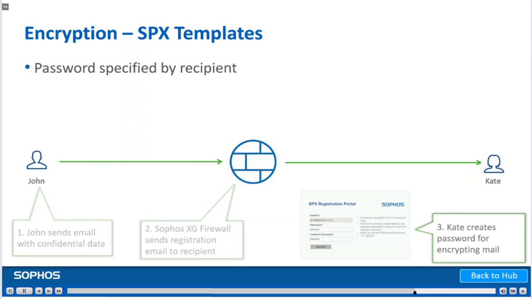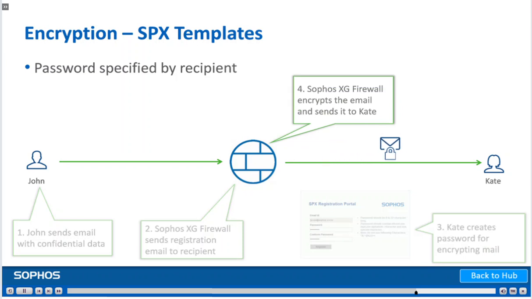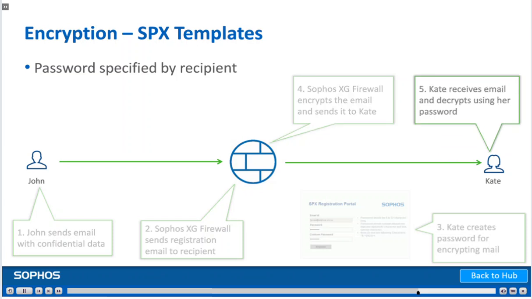3. Kate receives the email and follows the link to the self-registration portal where she creates a password. 4. The XG firewall encrypts the email with the password Kate created and sends it to her. 5. Kate receives the email and can decrypt it using the password she had set at the portal. The next time an email is sent to Kate, it will be encrypted and sent to her using the same password.